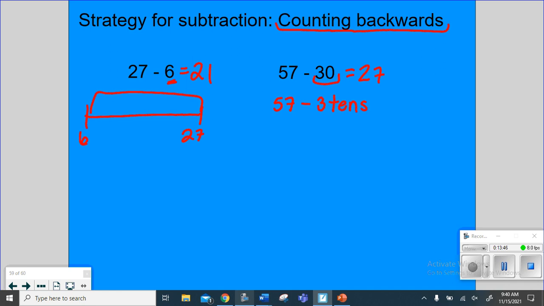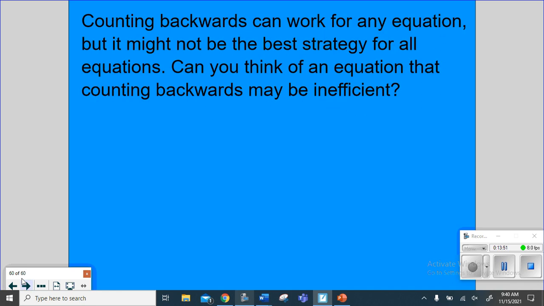Turn around. Thanks. Now, Bladen kind of hinted at this. Counting backwards can work for any equation you want to, but it might not be the best strategy. Can you think of an equation that counting backwards might be inefficient? That means not the best strategy to use. Can you think of an equation where counting backwards might not be the best strategy to use?